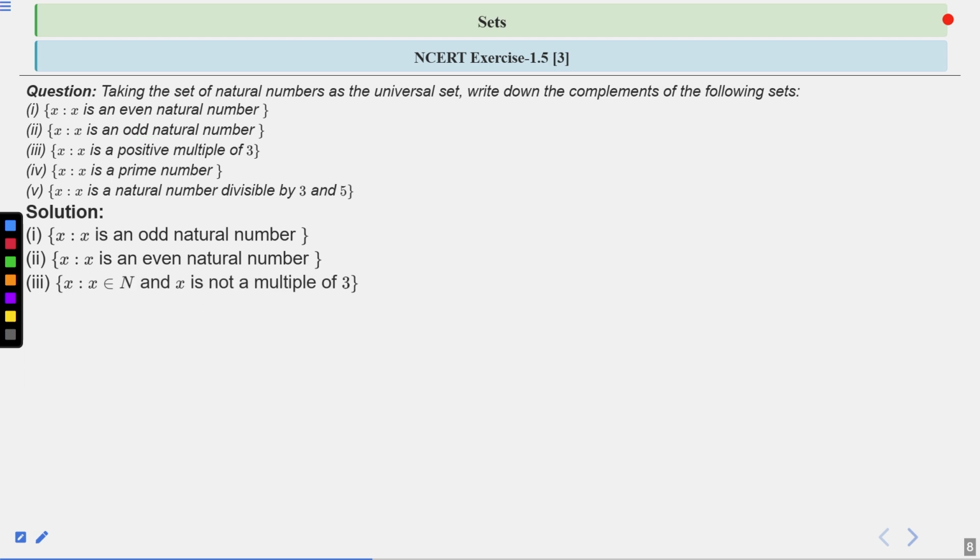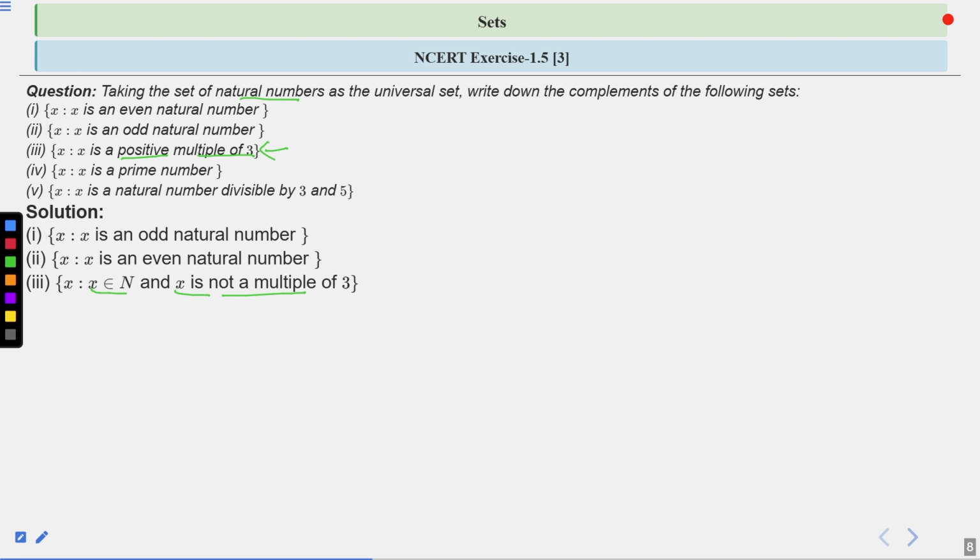Now for third. Here in third, you are described with the collection of positive multiples of 3. Now the complement will be very simple. So you have to eliminate all the positive multiples of 3 from the natural numbers. So simply you will get what? Not multiples of 3. X belongs to natural and x must be not a multiple of 3. Clear? I hope this is clear, how we are describing our set builder form for complement sets.